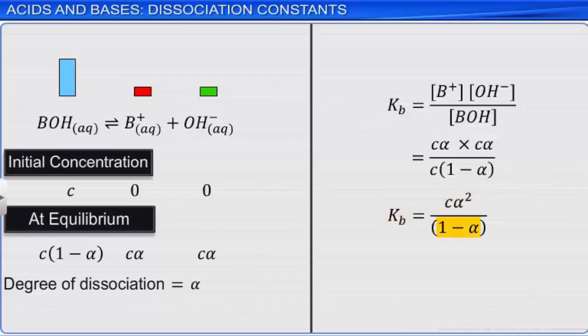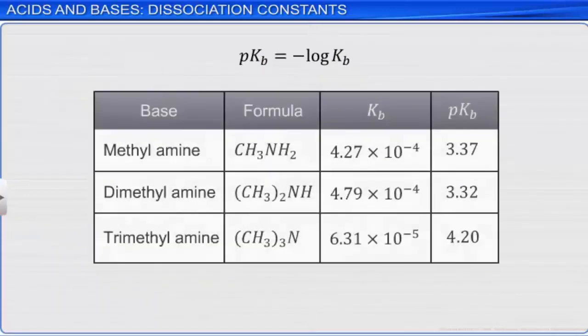Analogous to Ka, Kb also helps us in finding the pH, equilibrium concentration and degree of dissociation of weak bases. On extending the logarithmic scale to Kb, you can write pKb is equal to negative log Kb. The stronger the weak base, the higher the value of Kb, and the lower is the value of pKb. For example, among the alkyl amines, dimethylamine with a higher value of Kb and a lower value of pKb is the strongest base.